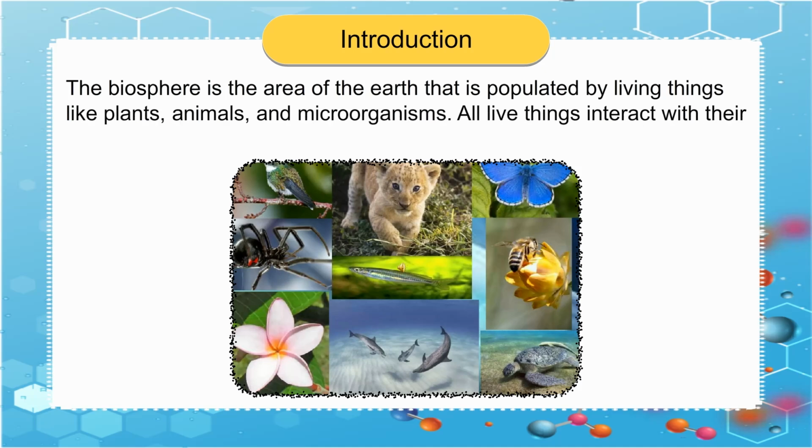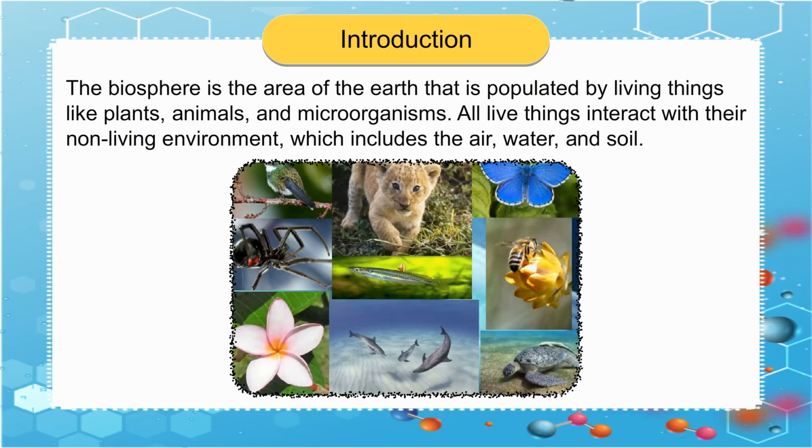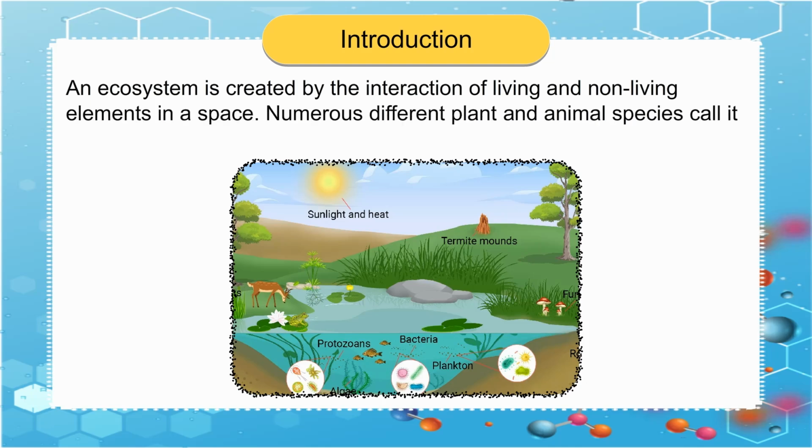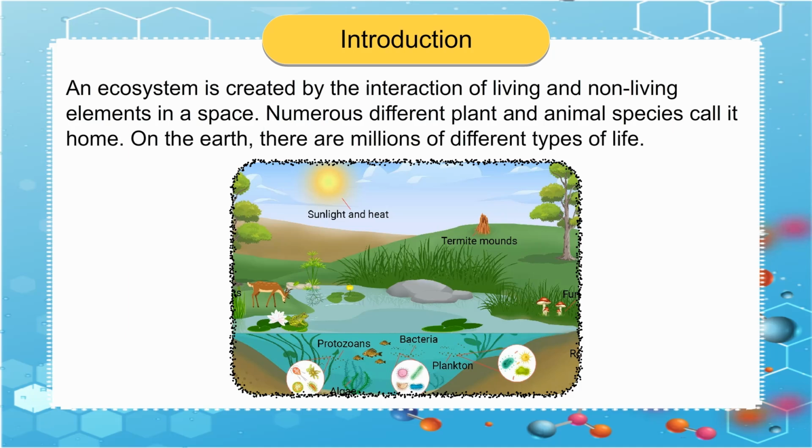All living things interact with their non-living environment, which includes the air, water, and soil. An ecosystem is created by the interaction of living and non-living elements in a space. Numerous different plant and animal species call it home. On the earth, there are millions of different types of life.